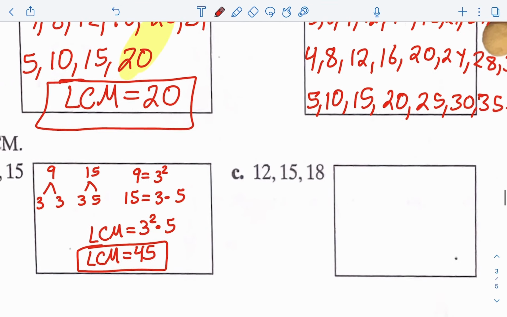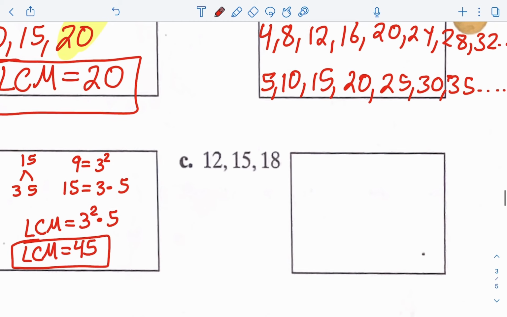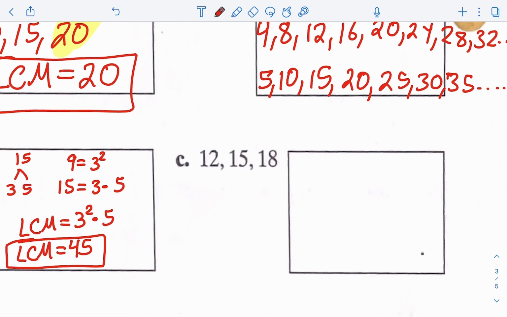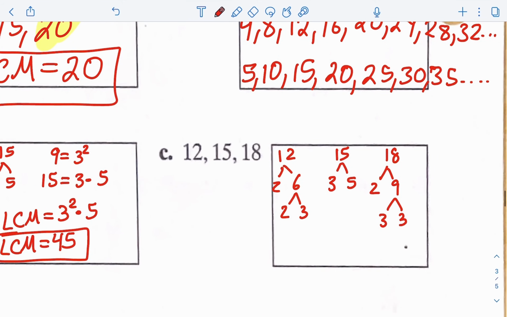All right, C had 3. You still do it the same way. So for 12, you have 2 and 6. 6 is 2 and 3. 15, you just have 3 and 5. 18, you have 2 and 9. 9 is 3 and 3, right? So now you're going to make your little list.